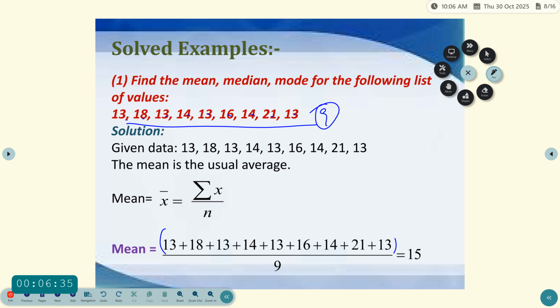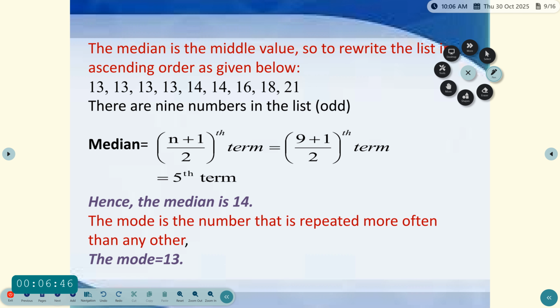Calculating the mean from raw data is very simple: sum of observations divided by number of observations. For this problem, x bar equals 15. This is your answer. Sum of observations divided by number of observations.